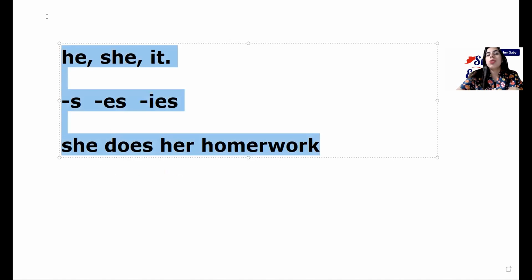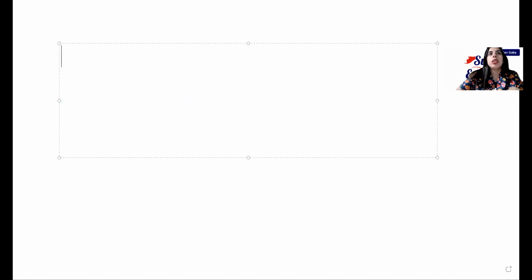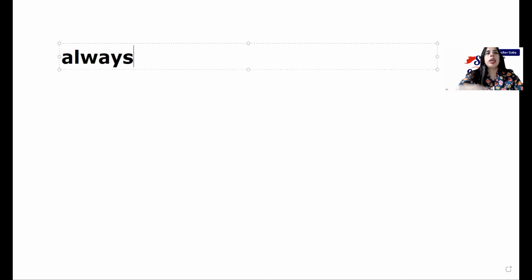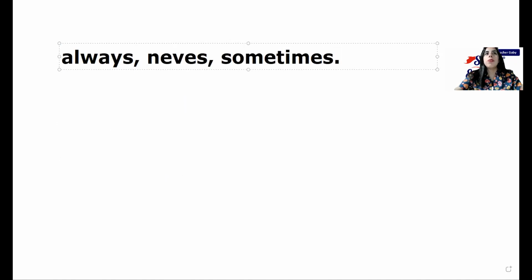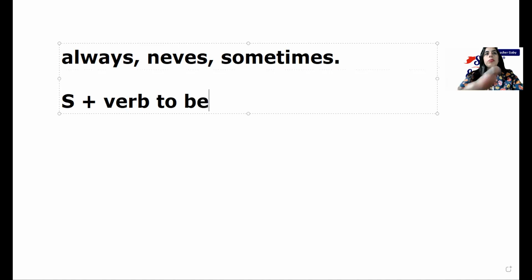This is about conjugating verbs in the simple present. Then something more about the present simple. We talk about frequency adverbs. For example, always, never, sometimes. Yes, there are some frequency adverbs. And we are going to use them in two ways. The first one is with the verb to be. I'm going to use the subject, the verb to be, then we are going to write the adverb, and finally the complement.